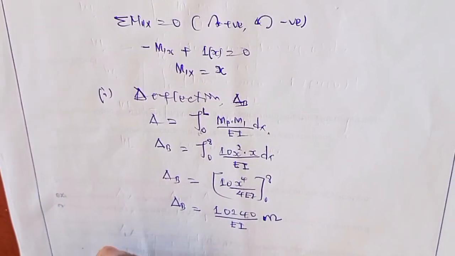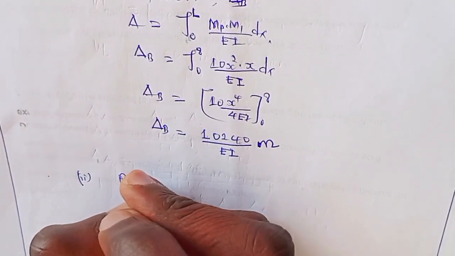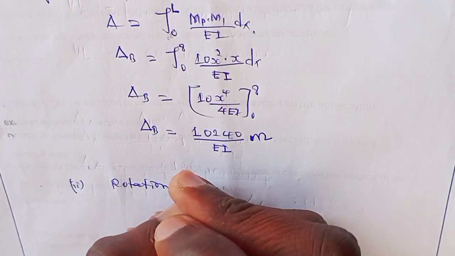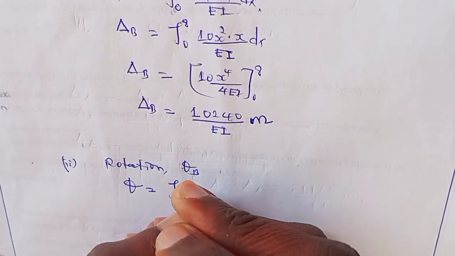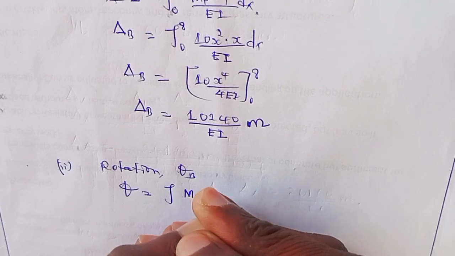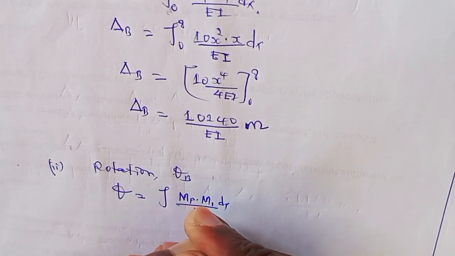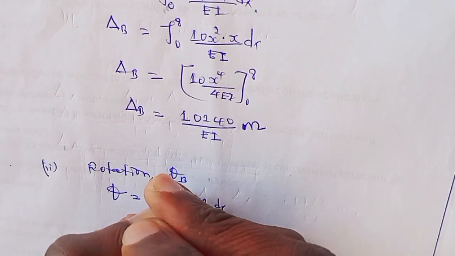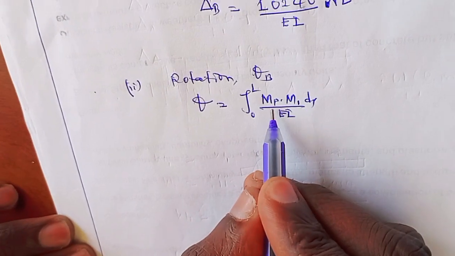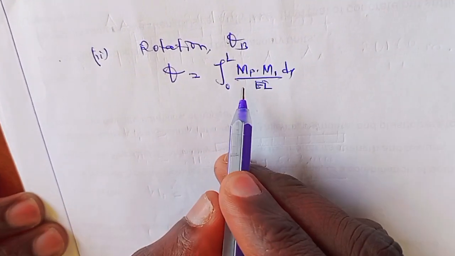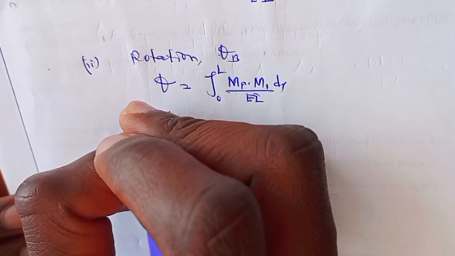Okay, Part 2, we are required to calculate the rotation at point B. Rotation at point B is obtained from the integral of the moment due to applied load times the moment due to unit load, dx over EI, from 0 to a certain distance. The moment due to applied load we have obtained, but now we need to obtain the moment due to unit load.